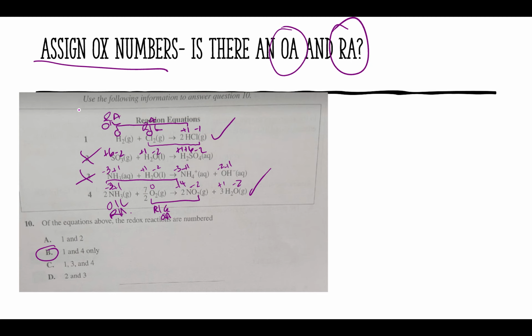It takes some time. Assign your numbers, look for that change. If you can find an OA and an RA, you know you have a redox reaction.